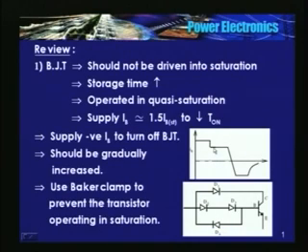The second point that we discussed was that a BJT should not be operated in saturation, because if you operate in saturation, VCE may be very low, but then the storage time increases, and therefore the total time required to turn off the device also increases, and that limits the frequency of operation. So the BJT is invariably operated in the quasi-saturation region. By operating the device in quasi-saturation, there will be a slight increase in VCE and therefore device on-state losses, but there is a significant reduction in the storage time.